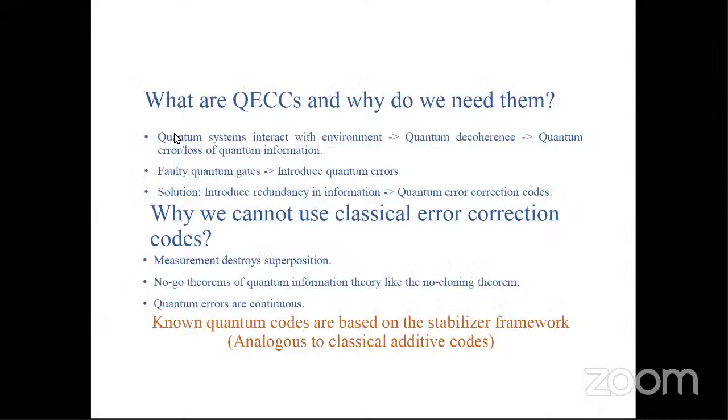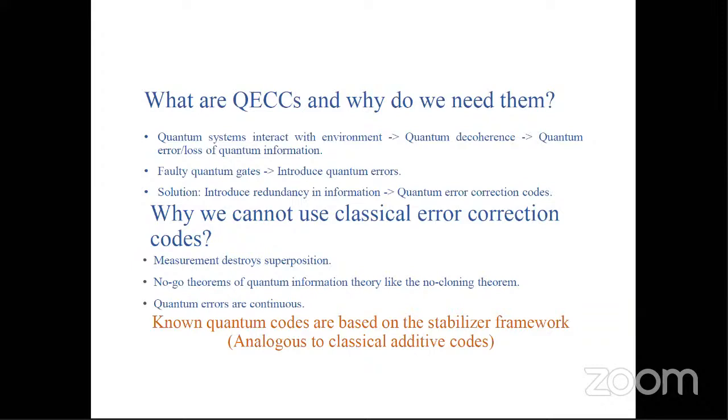Classical error correction codes? Well, basically, it's because classical error correction codes take into account classical mechanics principles, and quantum error correction codes are for quantum systems, because classical error correction codes do not work based on the principles of quantum mechanics. So, what are these differences, and why do we need quantum error correction codes?